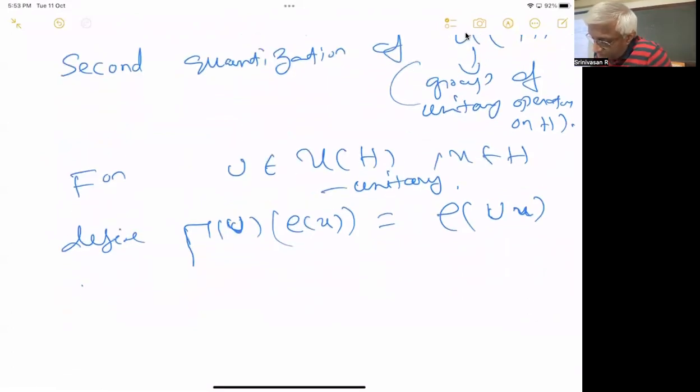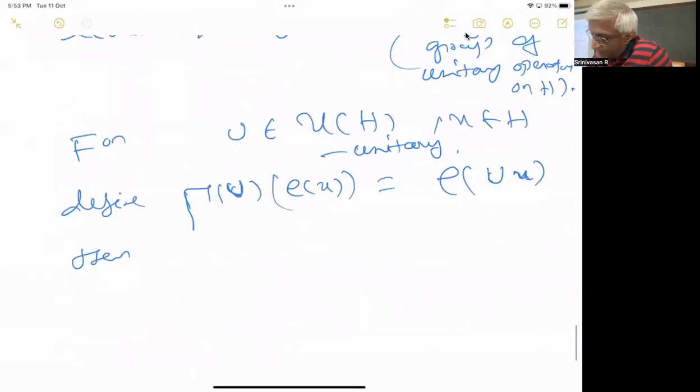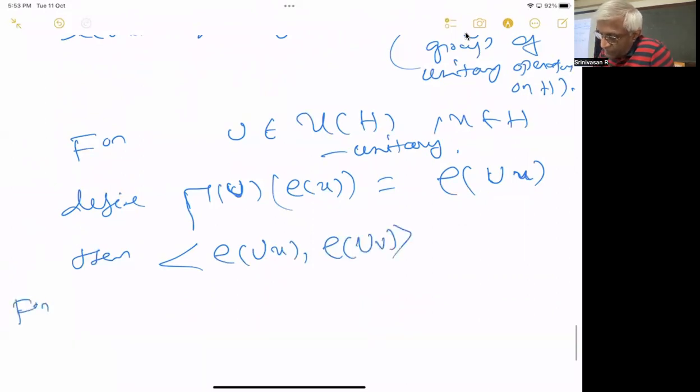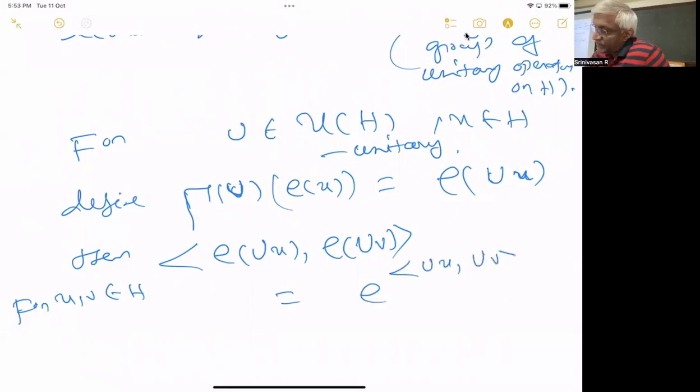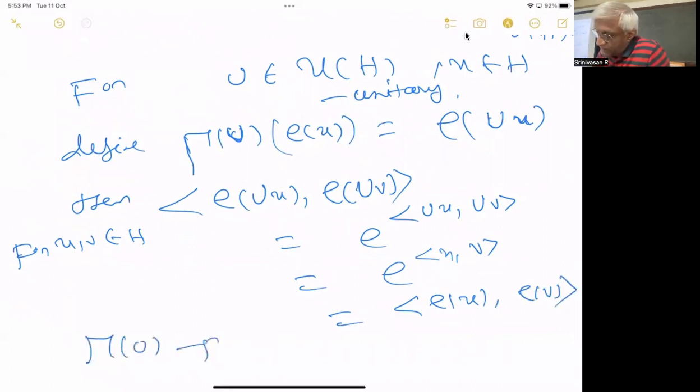Then to verify this, take the inner product of E of Uu and E of Uv, with u and v in H. This is equal to the exponential of the inner product of Uu and Uv, by the definition of exponential vectors. But since they are unitary, this is equal to the exponential of the inner product of u and v, which is the inner product of E of u and E of v. So they preserve the inner product. Gamma of U preserves it.